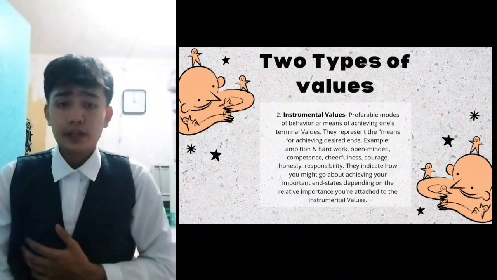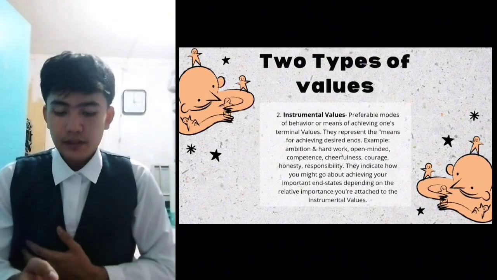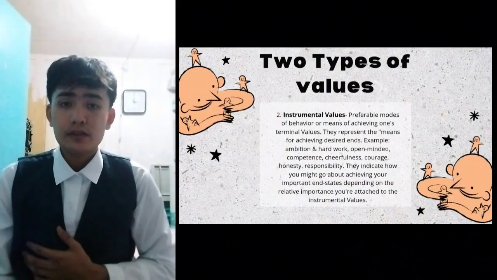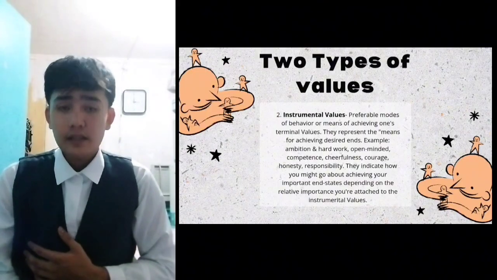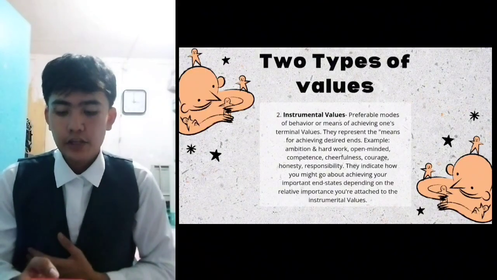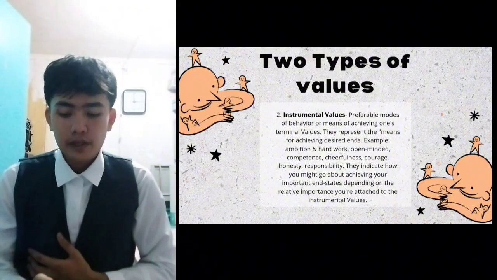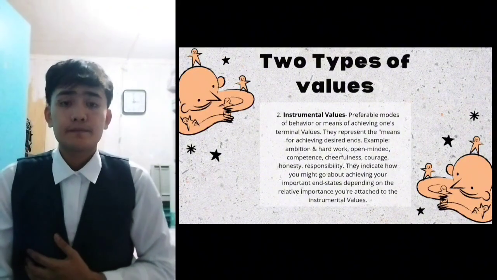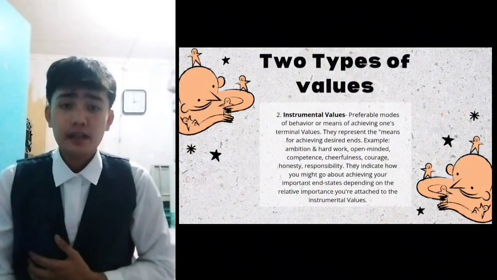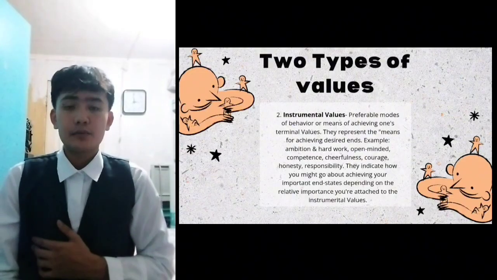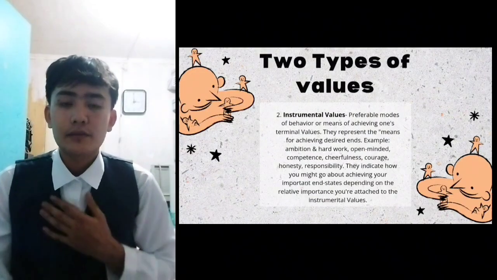So number 2, instrumental values. These are the values of achieving one's terminal values. These are the step-by-step process in order for you to achieve your terminal value, like courage, honesty, and hard work. That's all for me. Thank you.